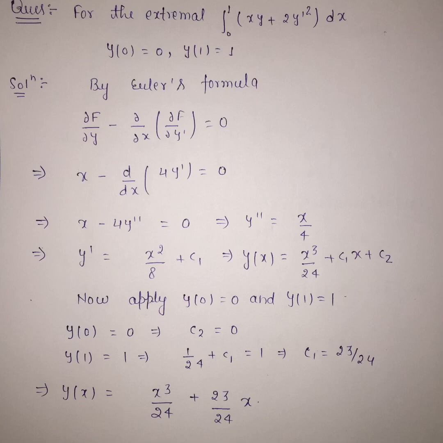We will get x minus d over dx of 4 times y dash is equal to 0. After differentiating with respect to x of 4y dash, we will get x minus 4y double dash is equal to 0. This implies y double dash is equal to x upon 4. So integrating with respect to x, we will get y dash is equal to x square by 8 plus c1. Again integrating with respect to x, y(x) is equal to x cube upon 24 plus c1 x plus c2. After applying initial conditions y0 is equal to 0 and y1 is equal to 1, we will get y(x) is equal to x cube upon 24 plus 23 upon 24 x.